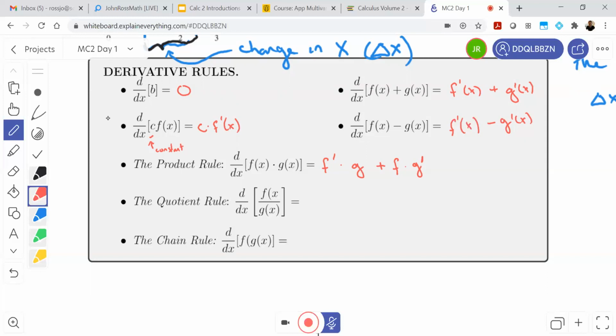The quotient rule is even weirder. I'm just going to write this one out. So this is the derivative of a quotient of two functions, f over g. And that's going to be the bottom times the derivative of the top minus the top times the derivative of the bottom, all divided by that bottom function squared. Oof. Yeah, so that one's a mouthful.